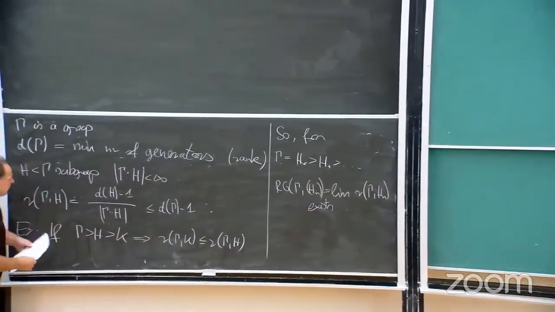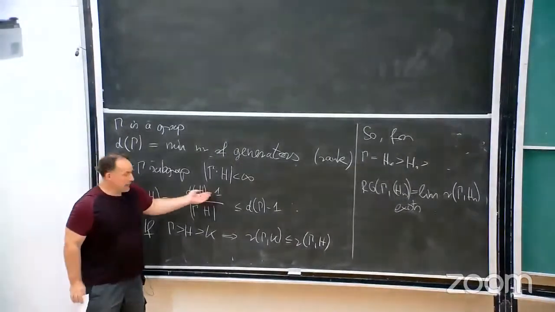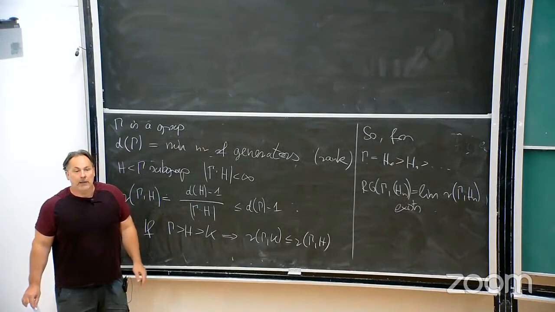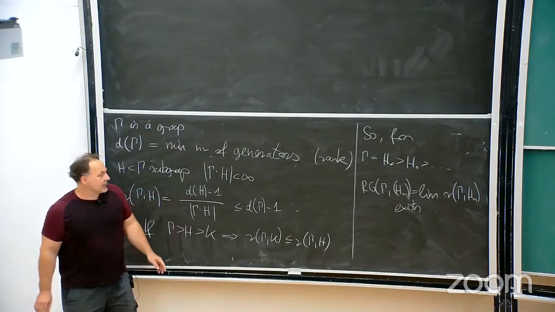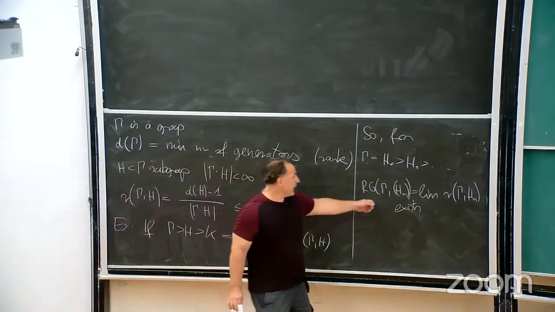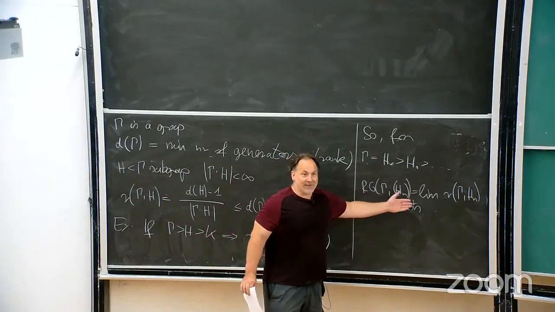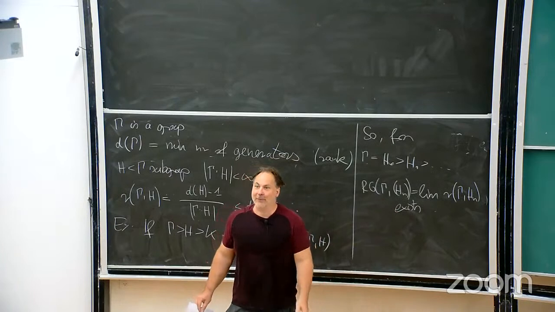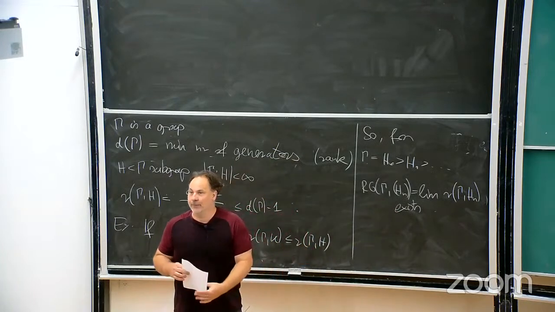So again, this R is nothing. It's just the rank minus 1 normalized by the index, okay? You have to put minus 1 there because when Γ is a free group, then this is a constant sequence. So it's nicer to keep it that way. So only for that purpose, I put that minus 1 there. Does this make sense?